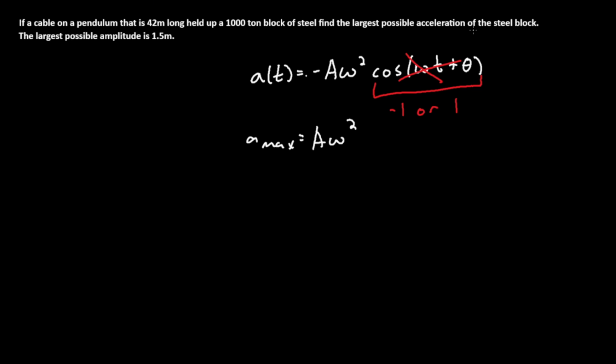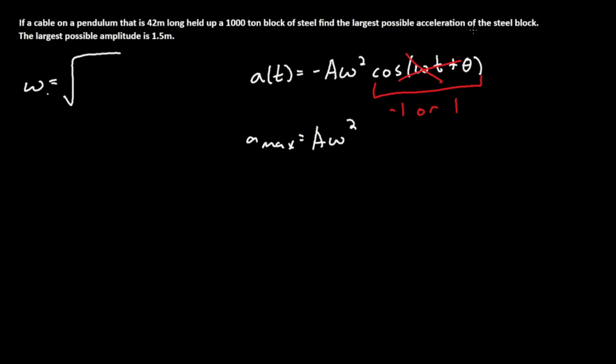Now the negative goes away because the negative doesn't matter. We only worry about the magnitude of your acceleration. So the negative just indicates direction, but that doesn't change the magnitude of your acceleration. So we just need it in positive format. So amplitude times omega squared. Well, omega is your angular frequency here, and we're given the amplitude is 1.5. So let's find the angular frequency. That's what we need to find out.